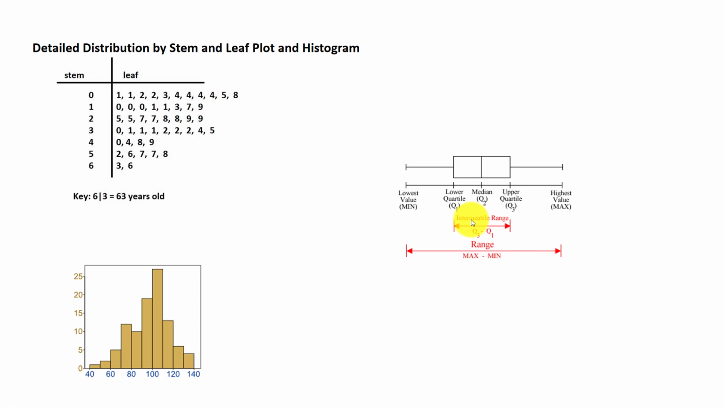Hope you are enjoying this, and let's see what we have further. The median is marked by the vertical line inside the box. So consider this as the median, marked at the center of the box. The lowest and highest values are the two lines outside the box. That is the lowest value, the minimum value, and the highest value, the maximum, known as the range.